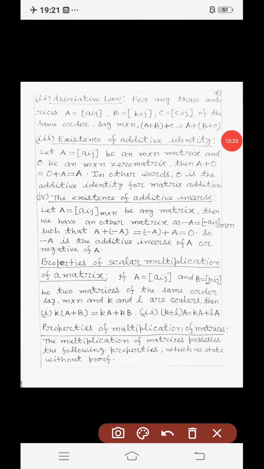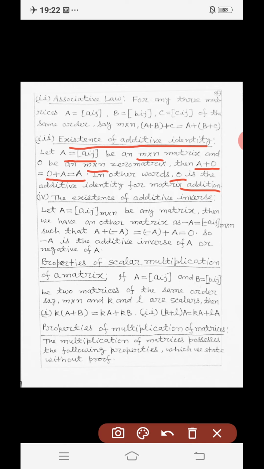Third, existence of additive identity. Let matrix A equal to Aij be an m by n matrix and 0 be an m by n zero matrix. Then A plus 0 equal to 0 plus A equal to A. In other words, 0 is the additive identity for matrix addition.